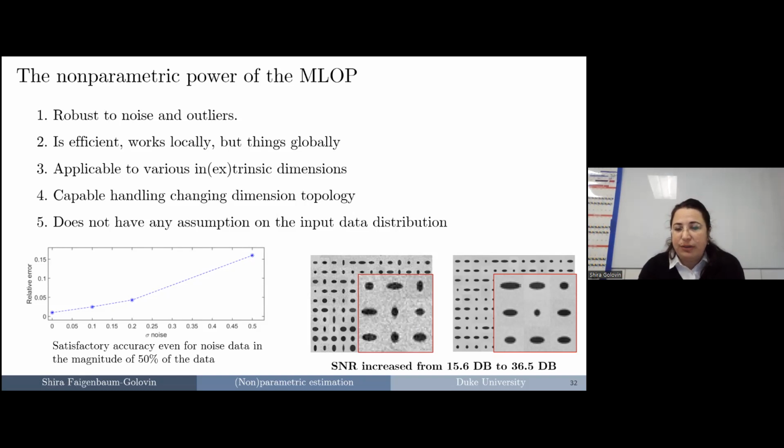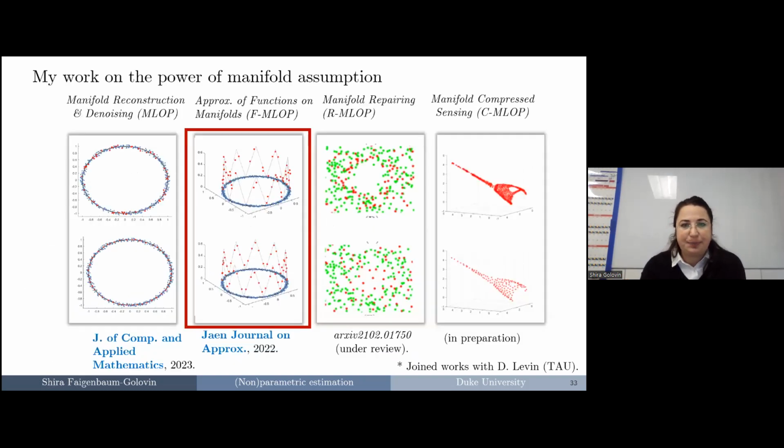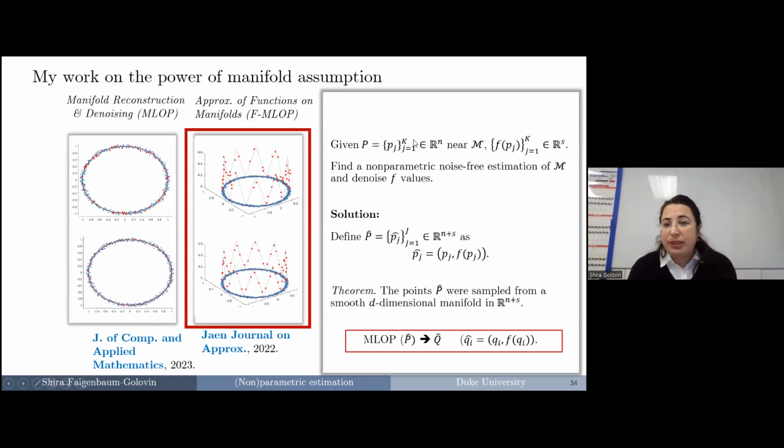So after observing that we have a very powerful tool, we decided to use it for different tasks. The first one is approximating functions on a manifold, which is a very interesting question in approximation theory. And now what we have is those P points again, with P_j that run from 1 to K, sitting in this high dimensional space. Also, we have some unknown function that was evaluated in those P points. If we have the values of f of P_j sitting in some R^F.